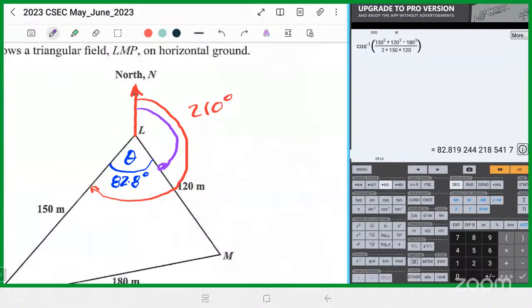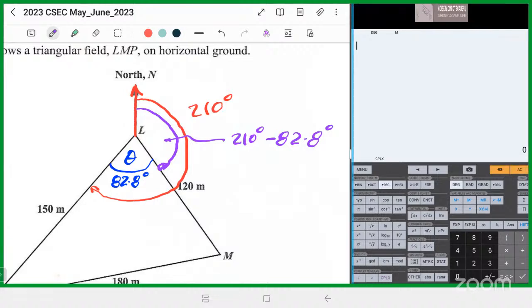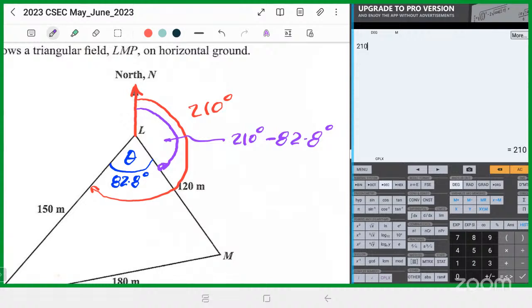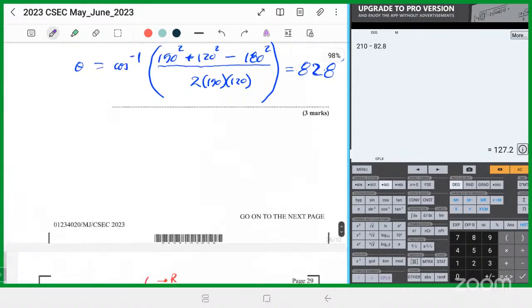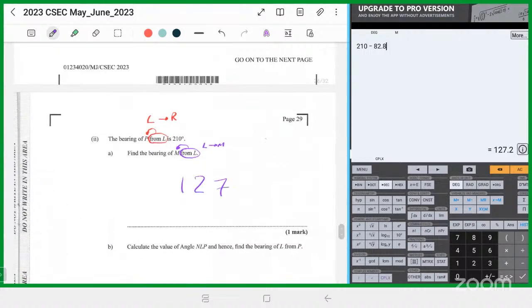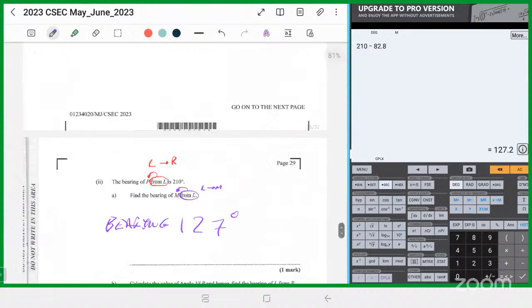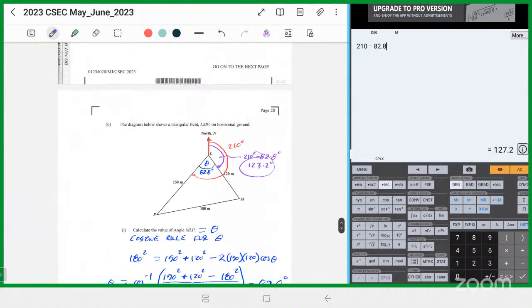So this angle inside here is 210 degrees minus 82.8. But bearings are given to 3 digits, so I work it out and give the answer to the nearest whole number. 210 minus 82.8 is 127.2 degrees. I'm going to put 127 as the bearing. The angle is 127.2 degrees, but for bearings you just give 127. The calculation is on the diagram right here.